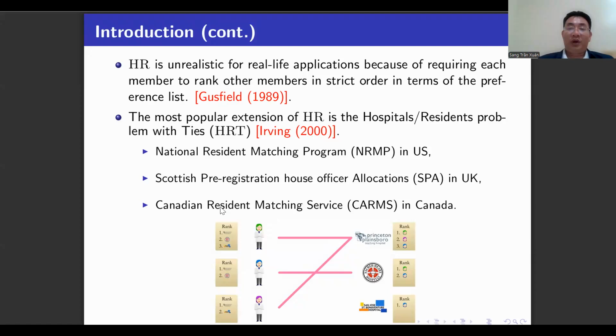The most popular extension of the HR problem is the hospital resident problem with ties, which we call HRT. The HRT problem applies in the National Resident Matching Program in the US, the Scottish Pre-registration House Officer Allocation in the UK, and the Canadian Resident Matching Service in Canada.